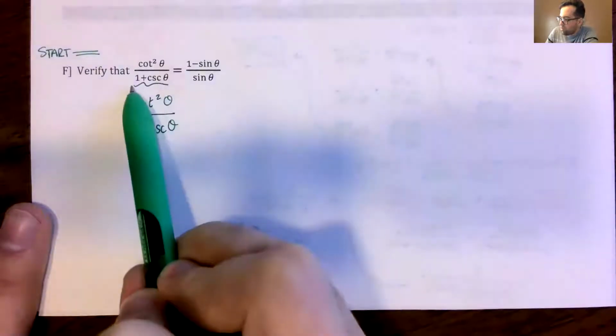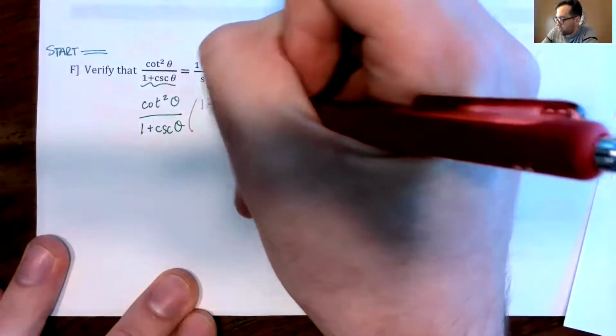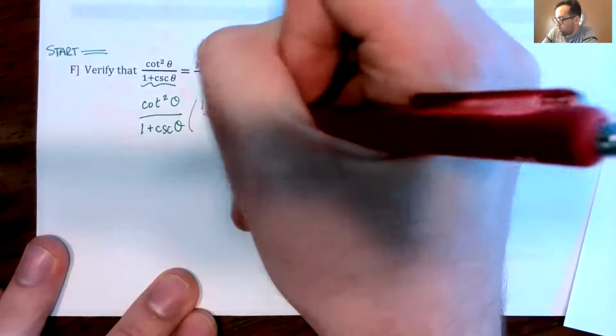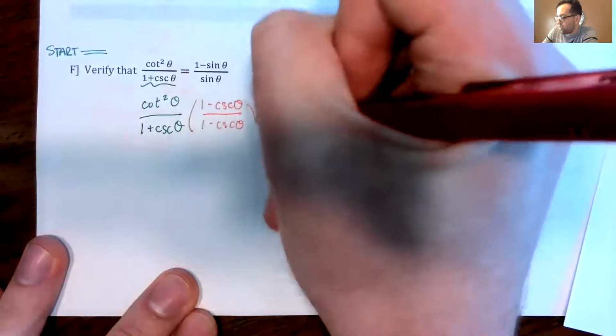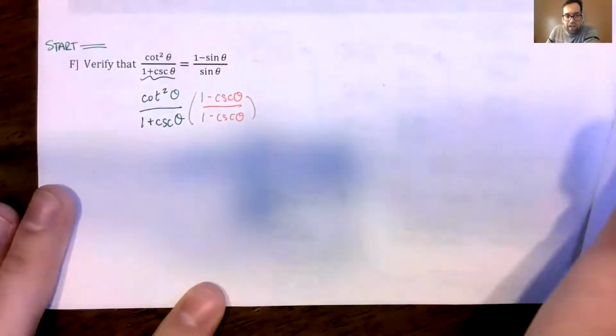So what I am going to do first is multiply by a conjugate pair, right? We got to get rid of these 2 terms in the denominator somehow. It has to become one term. And I don't think we'll get there right away, but it's a good place to start. So I'm going to multiply by 1 minus cosecant of theta over 1 minus cosecant of theta. And I'm going to leave the numerator factored.